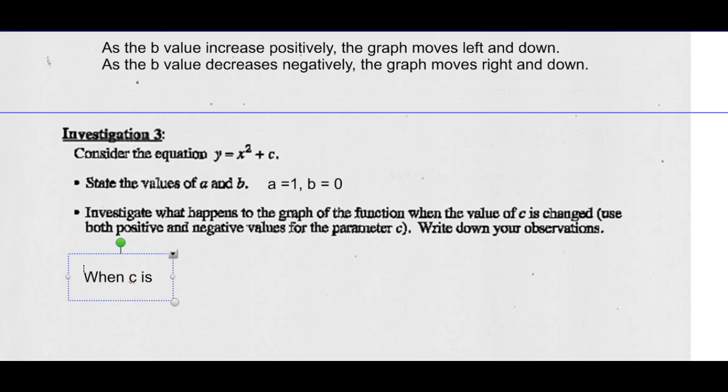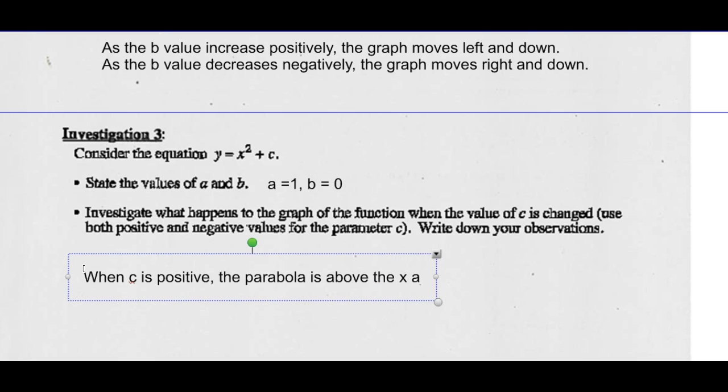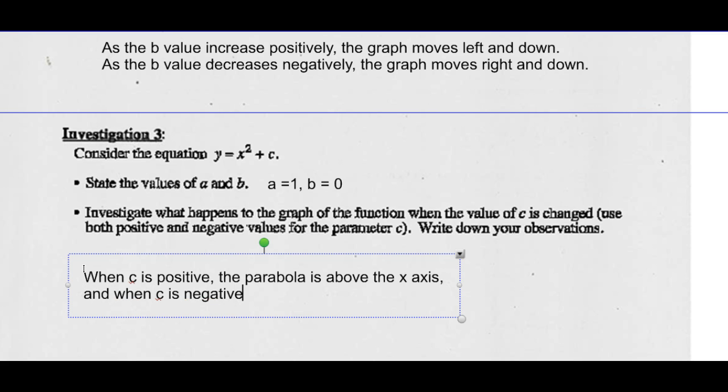When c is positive, the parabola is above the x-axis, and when c is negative, the parabola is below the x-axis. Very good.